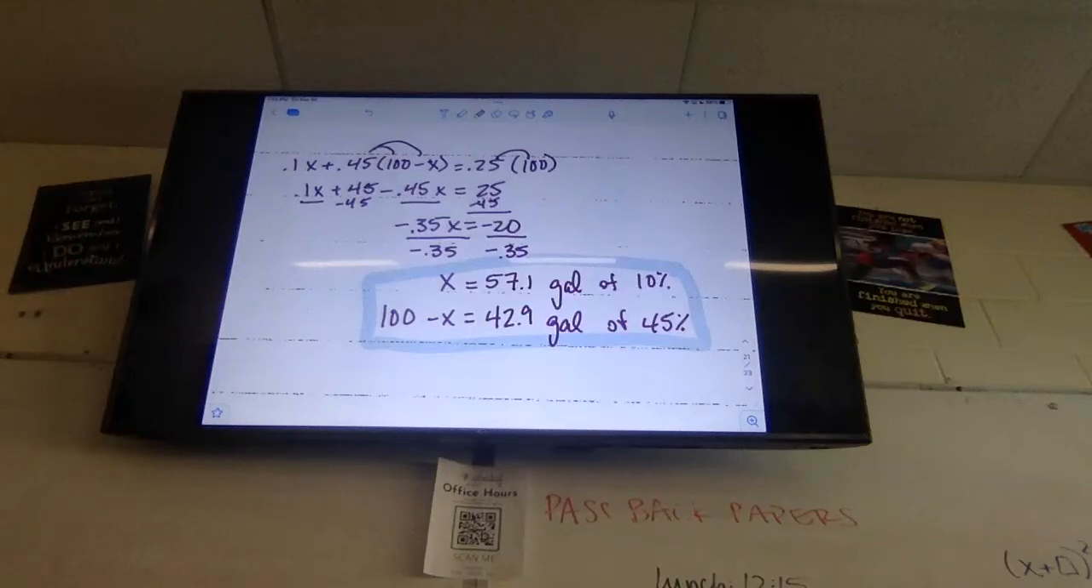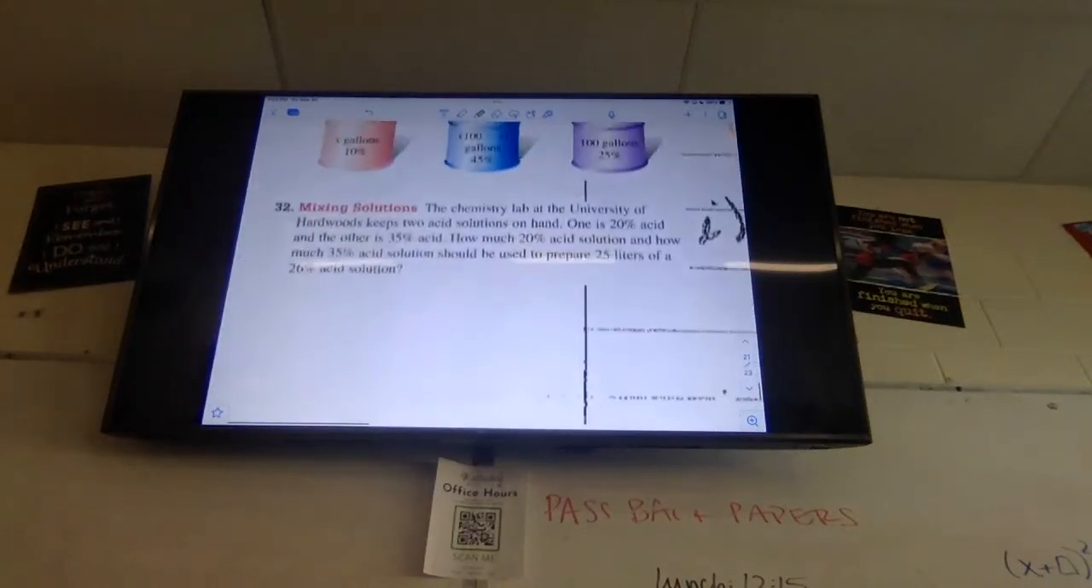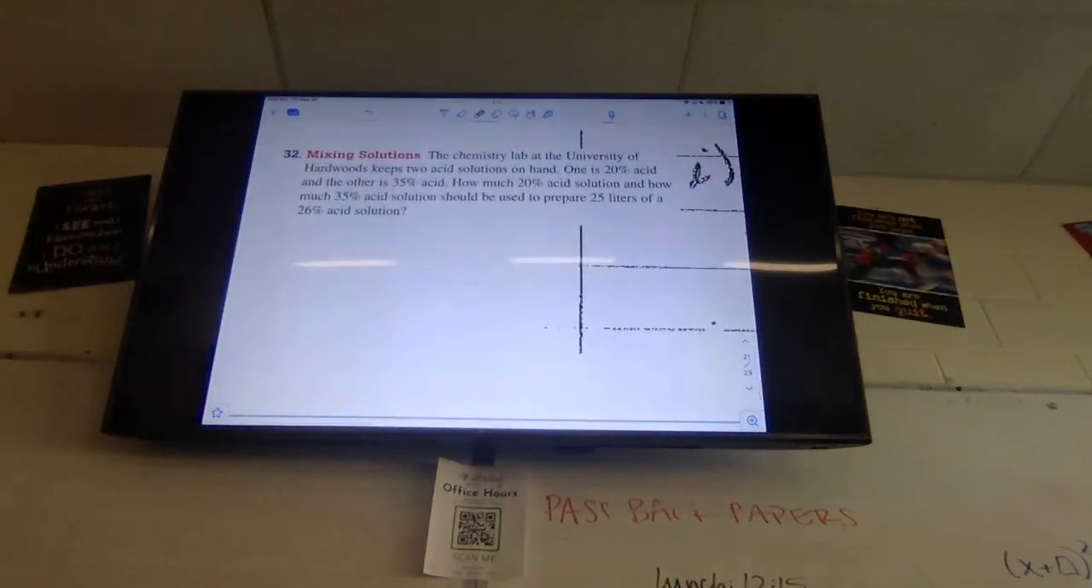Can we do another one just like that? Okay. Any questions before I move on to that? Okay. This next one says, the chemistry lab at the University of Hardwoods keeps 2 acidic solutions on hand. One is 20% acid and the other is 35% acid. How much 20% acid solution and how much 35% acid solution should be used to prepare 25 liters of a 26% acid solution? All right, draw your boxes.